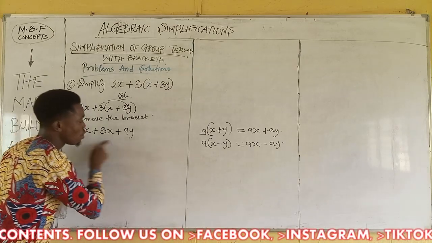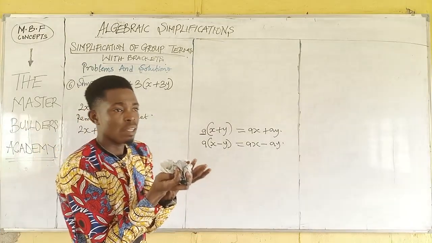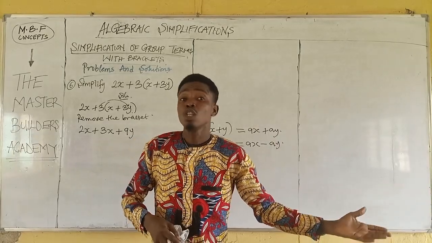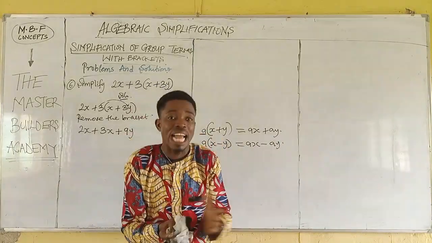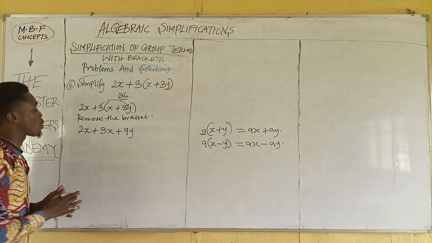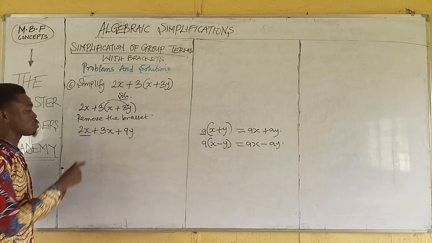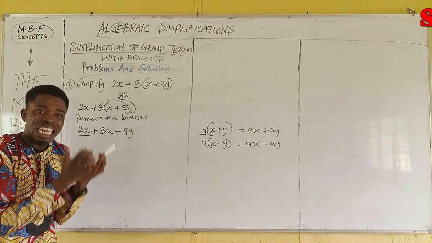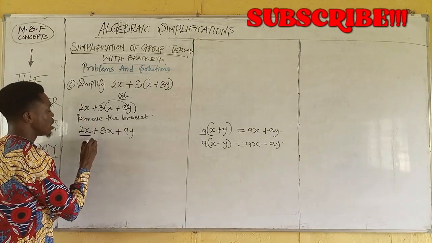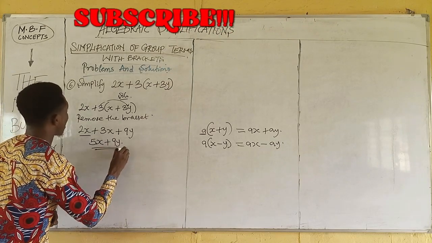Now that we have successfully removed the bracket, we will check for a term in any of the variables or letters that appears more than one time. If we have any, then we need to simplify them by adding or subtracting them depending on their signs. Now when we look at this question, we have that x appeared 2 times, which is 2x and 3x. That means we can add 3x to 2x. Now 2x plus 3x, guys, will give us 5x plus 9y. This is the answer to this question.